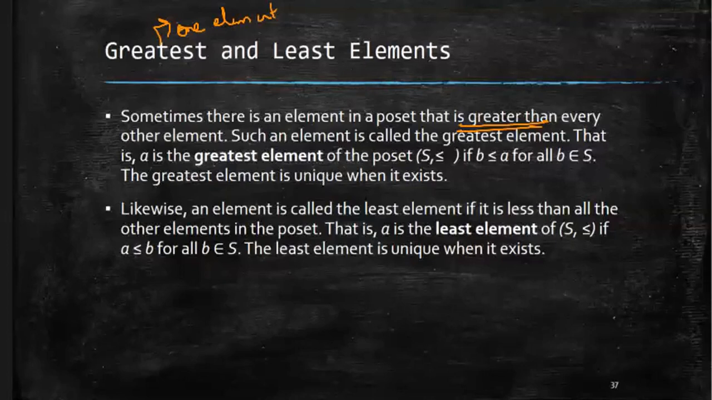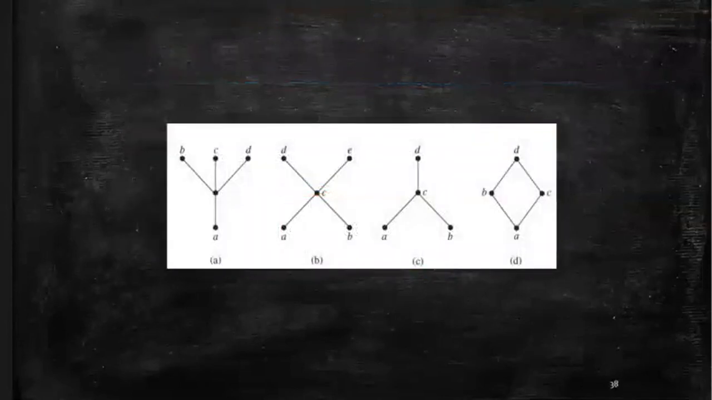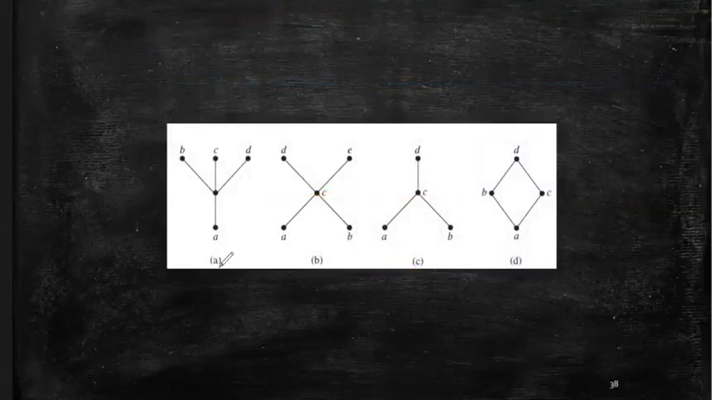And whenever you have greatest element, you have to understand that it is unique. That is, there will be only one greatest element. Similar is the case with the least element. Now in the next, let's take the example for the same. So in this diagram, the first one, we are supposed to determine whether we have greatest and least element. So the least element in this diagram is A, because it is the bottommost element.